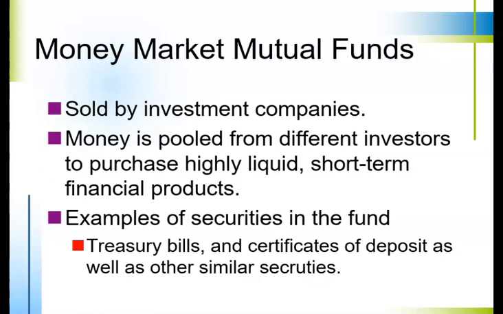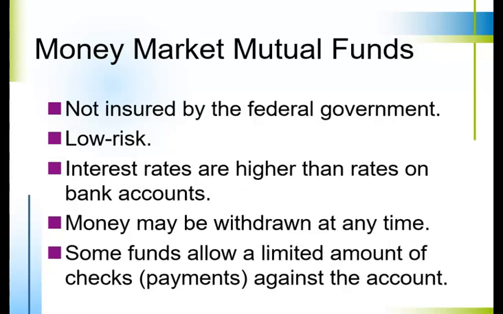Money market mutual funds are sold by investment companies. The money's pooled from different investors to purchase highly liquid short-term financial products. Treasury bills and certificates of deposit are examples of securities that would be included in a money market fund. Money market funds are not insured by the federal government. They're considered low risk. Their interest rates are higher than rates on a regular bank account. You have access to your money at any time, and some funds allow a limited amount of checks or payments that can be written against the account.